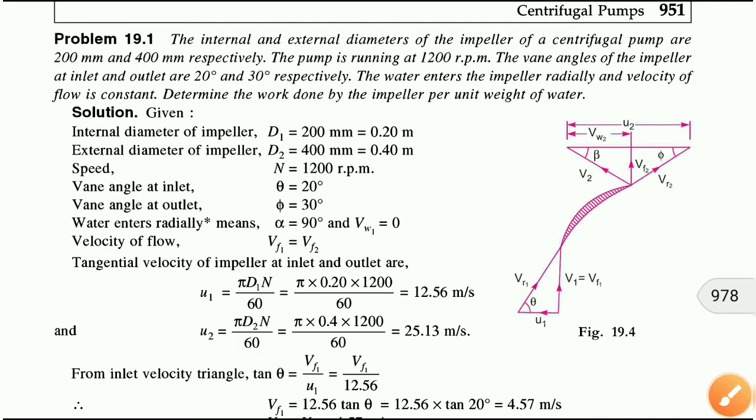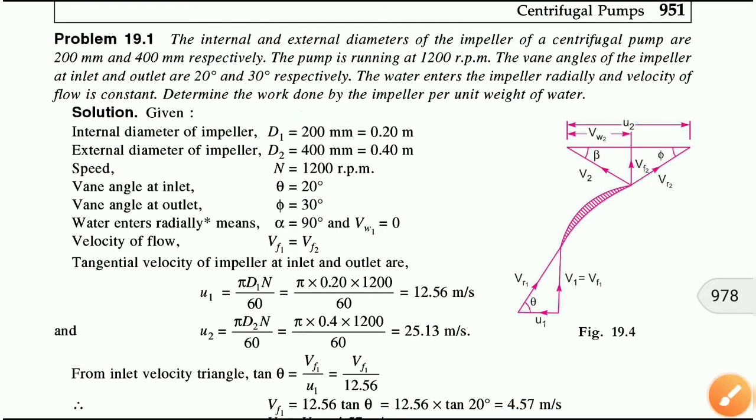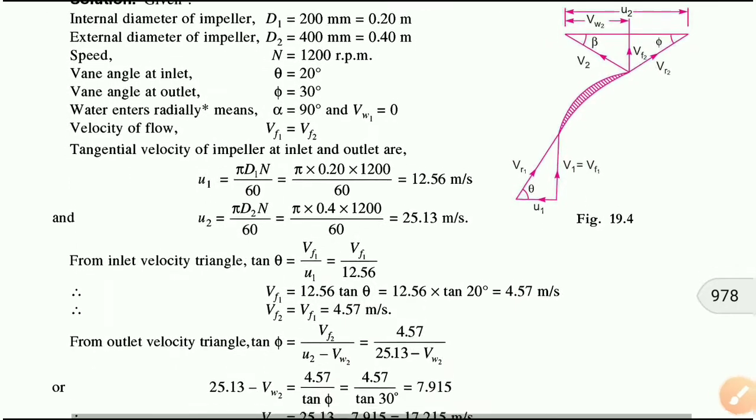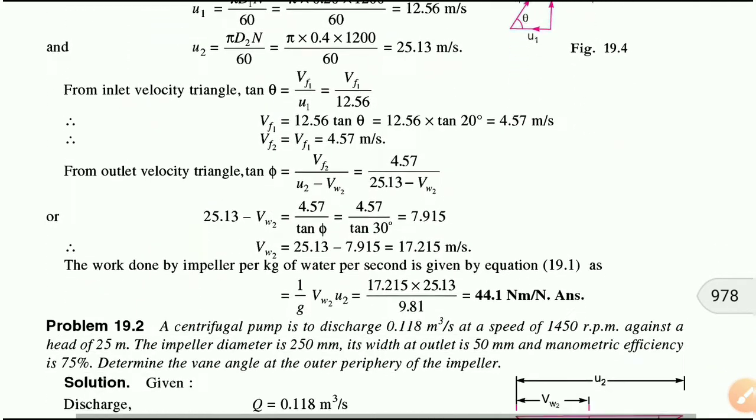So next we will move on. What is asked in the problem to find out? It is the work done by the impeller per unit weight of the water. So what is work done? The formula for the work done in the centrifugal pump. If we reverse engineer this, we will get this.